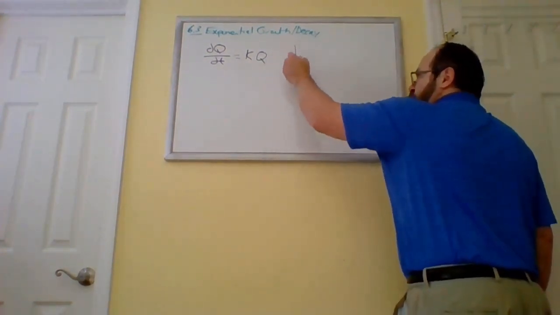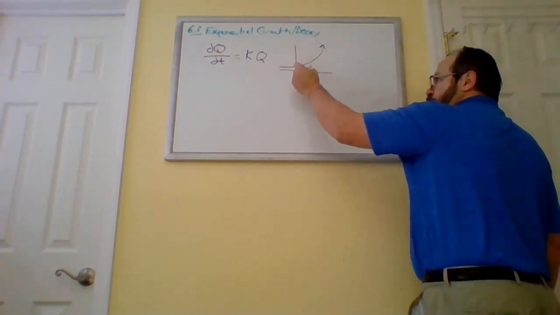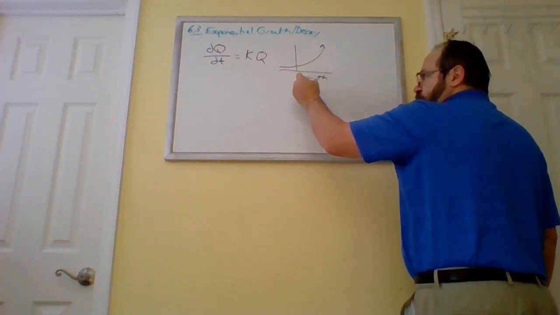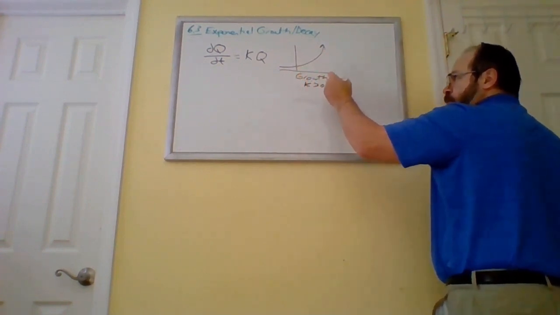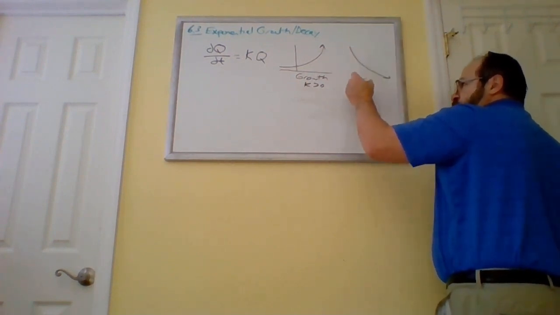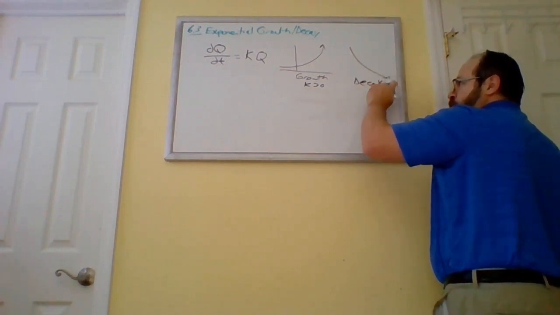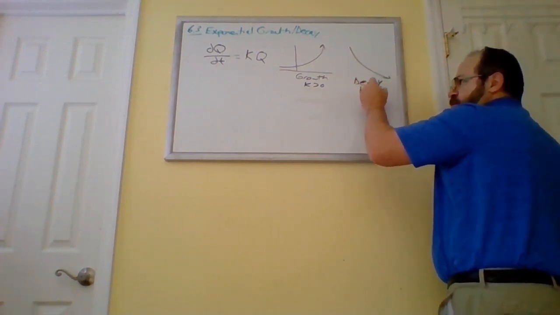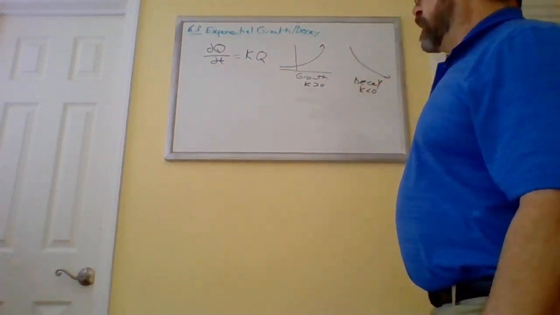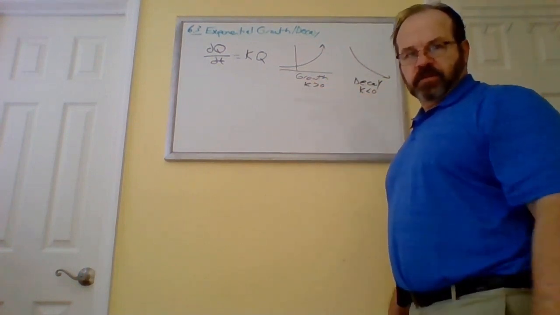And so we say that we have growth over time if k is greater than 0, and we would have decay over time for k less than 0. And of course, if k is equal to 0, then you don't have change, you have a stagnant, constant situation.